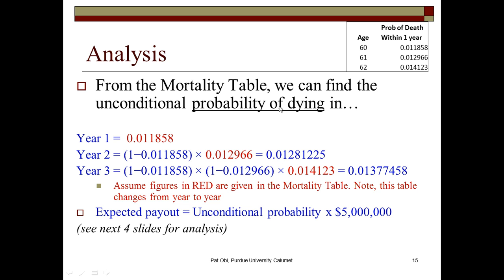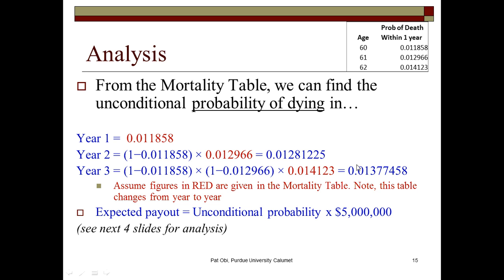Likewise, the probability of him dying in the third year is equal to the probability of him surviving in the first year times him surviving in the second year times him dying in the third year, which is this value right here. So this is our final answer.